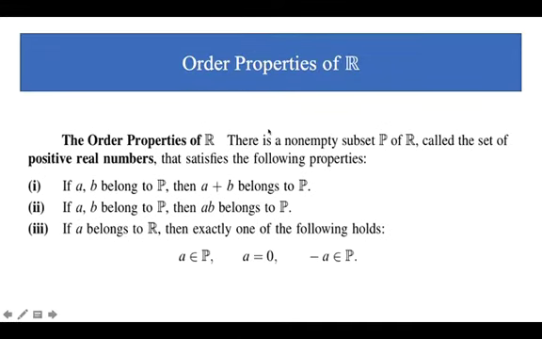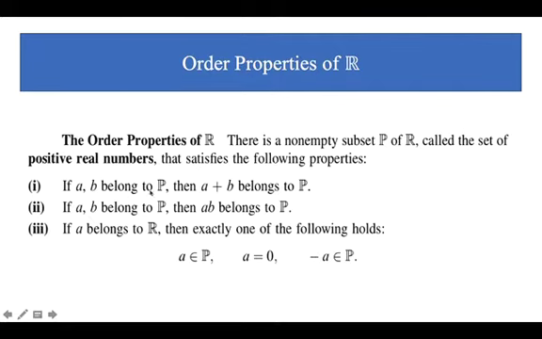Order properties of R. I had discussed the order properties of R and their proofs. Let me have a review of these now. The order properties of R: there is a non-empty subset P of R, called the set of positive real numbers, that satisfies the following properties.